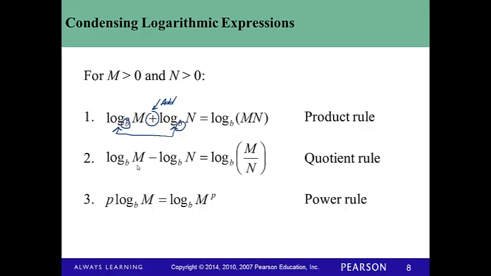Same with log base b of m minus log base b of n. You condense it down to one single log, same base, and since we are subtracting, we're going to divide the argument. So m divided by n. Remember, if there's a plus sign in front of the log, its argument is going to go on the top. And if it's subtracting, its argument is going to go on the bottom. And then the last one says you can make the coefficient now the exponent. So that p will become an exponent, and you'll end up with log base b of m raised to the p power.